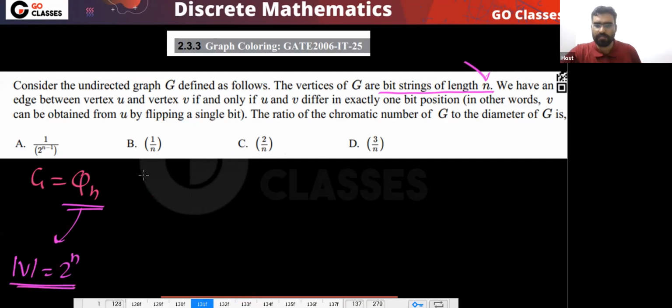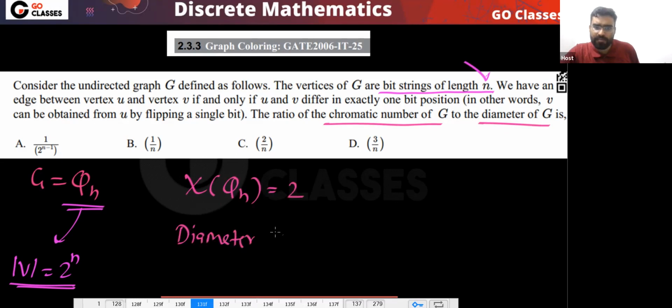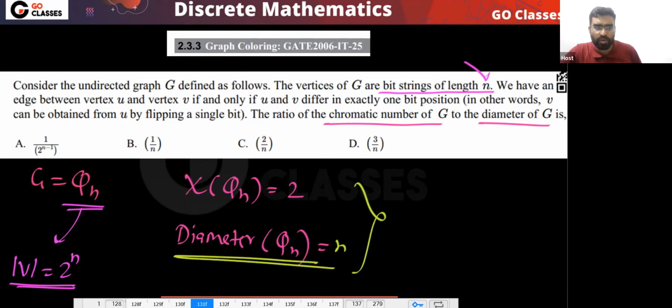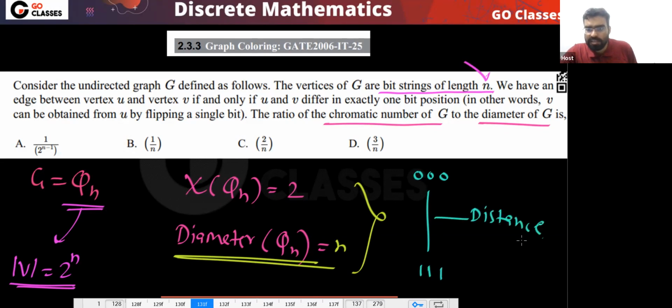You already know this. Now tell me, in the question, the ratio of chromatic number and diameter. What is the chromatic number of Qn? The chromatic number is 2. And what is the diameter? We have already seen the diameter. The diameter is n. So the answer will be 2 divided by n. We know the diameter, because from this vertex to this vertex, the path length, the distance will be 3.